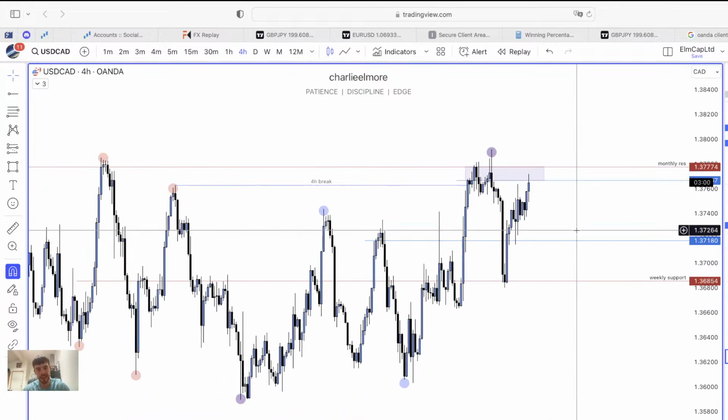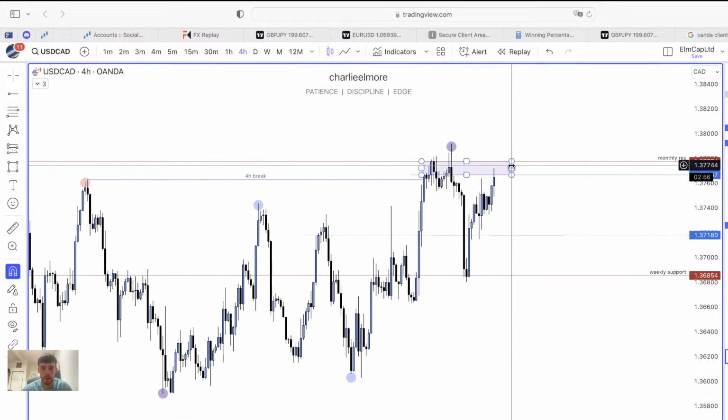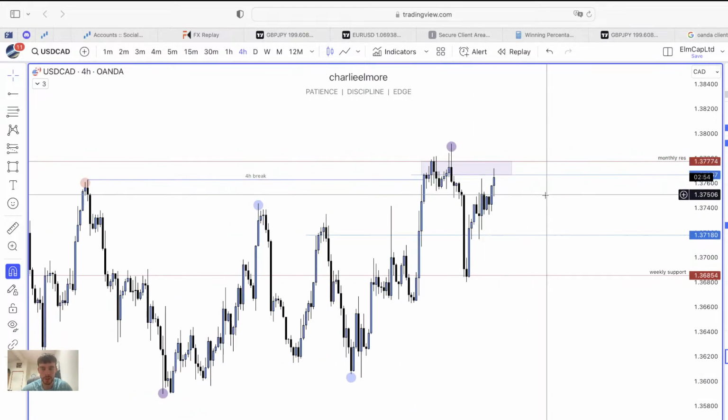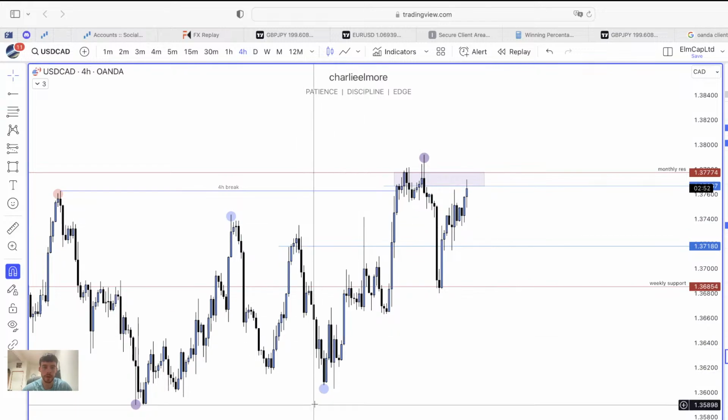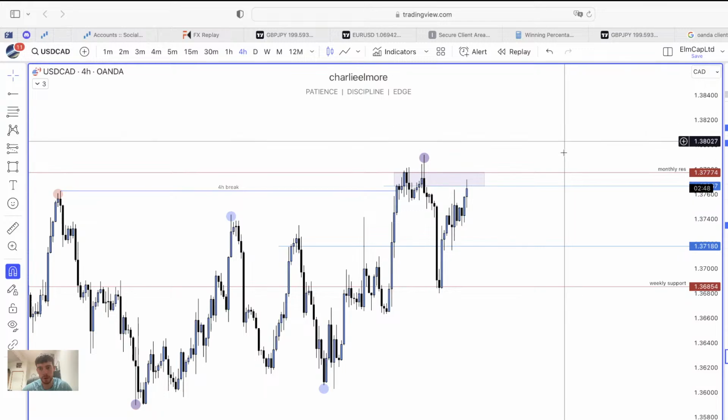I wouldn't really want to take that anyway, just because we are bullish, so there's no point going against the trend. It's just the fact that we're coming out of that monthly resistance, but that doesn't really mean anything coupled with the structure. If we were bearish and we had a monthly resistance, then yeah, you've got more reason to take a trade going short. But yeah, that wraps this live session up.